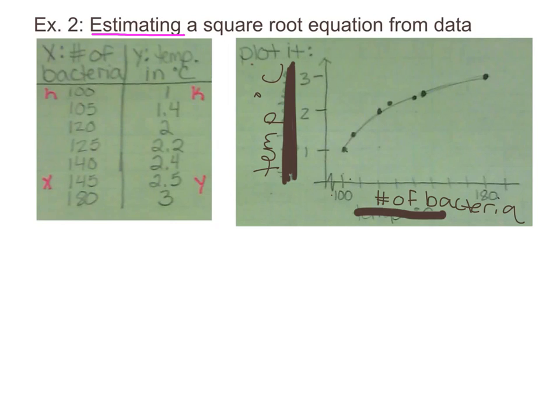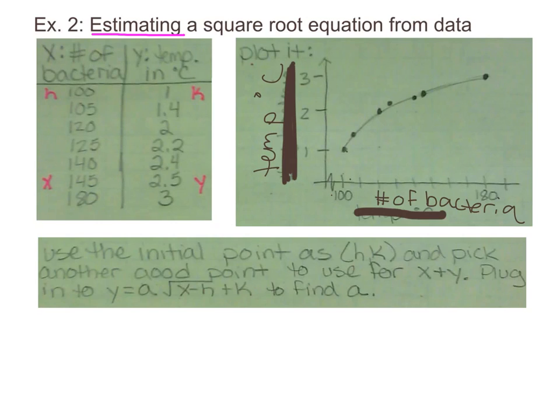And I plotted these points as, you know, it's approximate because I just did it with my hand and a pencil, but I can see that it makes a curve that looks very much like a square root curve. And your instructions for figuring out a square root equation is to use the initial point as h and k. So that's why I put an h here and a k over here. And then pick any other point you want. I just went with 145 and 2.5.